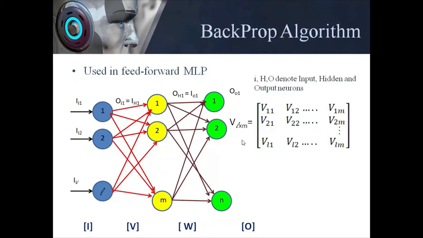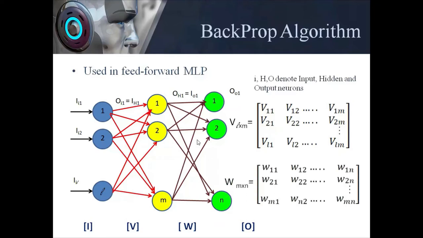Then we have the weight matrices. The matrix V denotes the weights on the connections between the input and the hidden layer units. So it is a matrix of L cross M, and we have the associated weights here shown by the matrix V. Then we have the matrix W, which shows the weights on the interconnections between the hidden layer units and the output layer units, and it is of the order M cross N, where M is the number of neurons in the hidden layer and N is the number of neurons in the output layer. So I have four matrices involved.